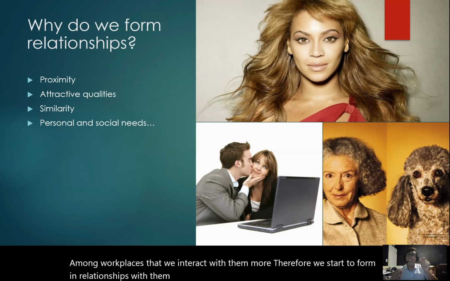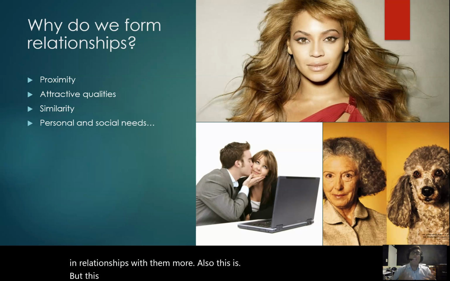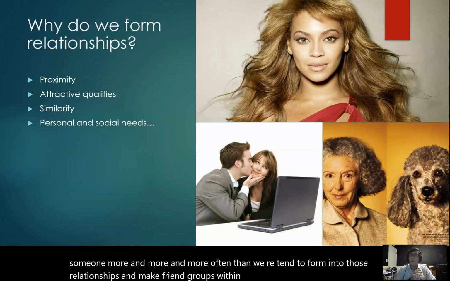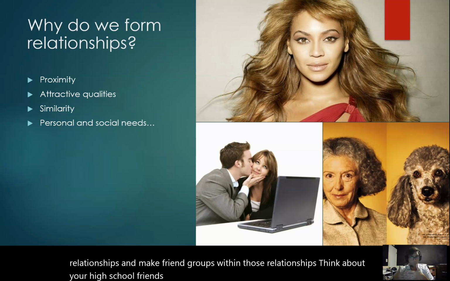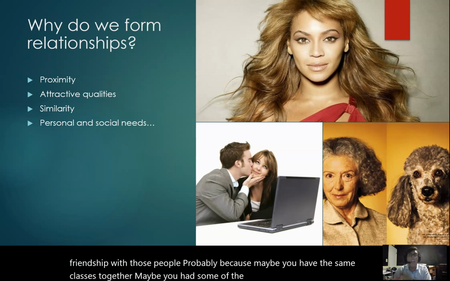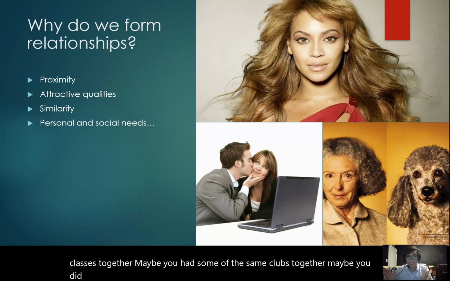This is even true of friendships: when we interact with someone more and more and more often, then we tend to form those relationships and make friend groups within those relationships. Think about your high school friends. Why is it that you formed a friendship with those people? Probably because maybe you had the same classes together, maybe you had some of the same clubs together, maybe you did the same sports together.